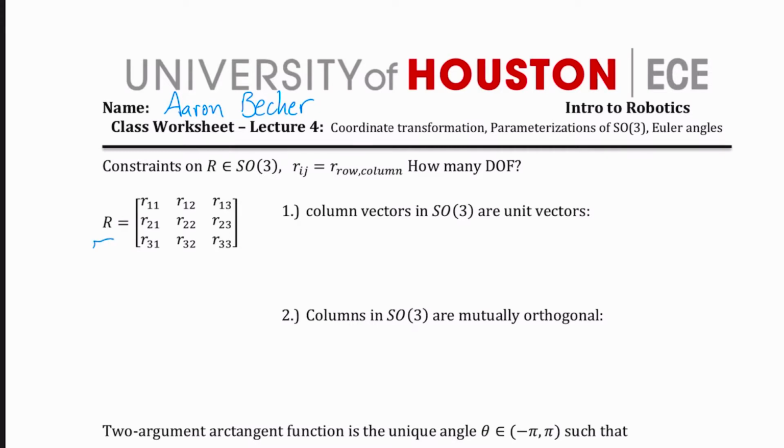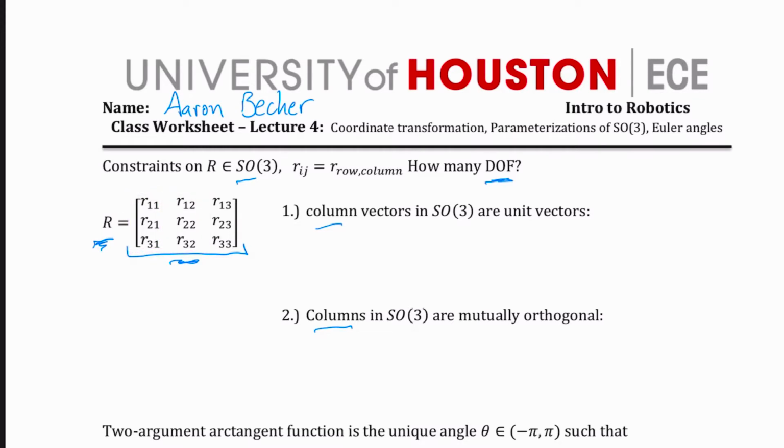And what is this rotation matrix R? Well, it's a series of 9 different values. So we've got 9 numbers in here, and the question is, how many degrees of freedom do we really have in this? Is there really 9 parameters to describe a rotation? Well, that's not true. It turns out there are many constraints in here that make this into SO3. Remember, it's a special orthogonal. First off, the column vectors in SO3 are unit vectors, and secondly, the columns are mutually orthogonal.